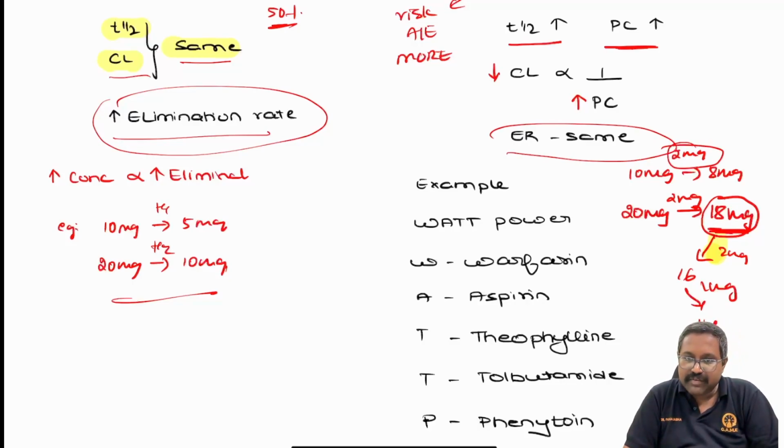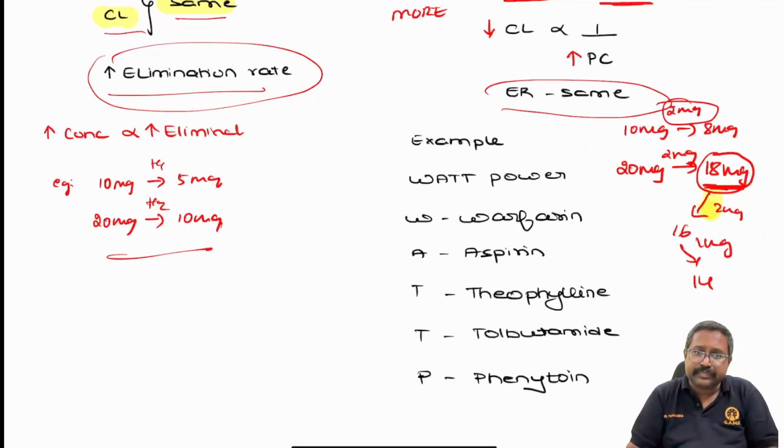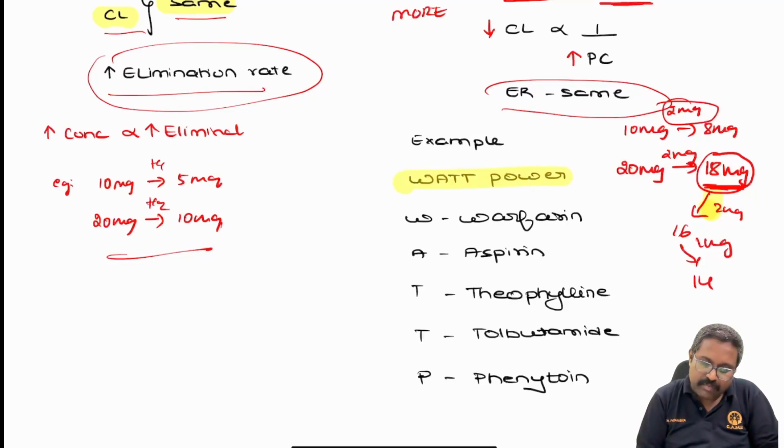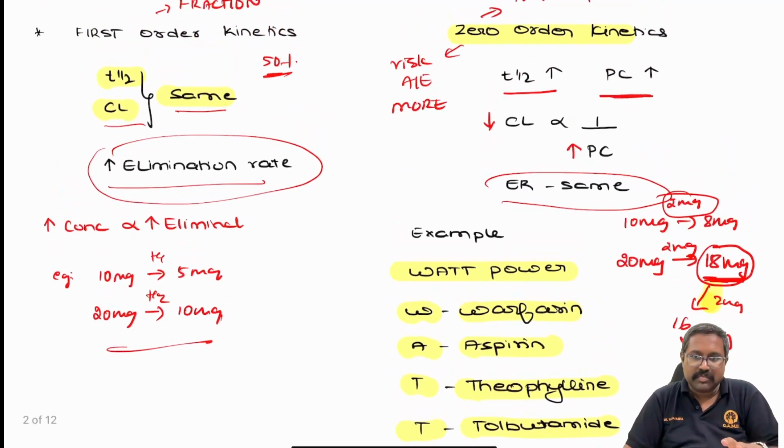So what are the examples of zero order kinetics that you should remember? The famous mnemonic you should remember is WATT P, zero order. W stands for warfarin, A stands for aspirin, T stands for theophylline, another T stands for tolbutamide, and P stands for phenytoin. This you should remember. Always remember, in first order kinetics it is a constant fraction, F for F. In zero order, O for amount, it depends on the amount.